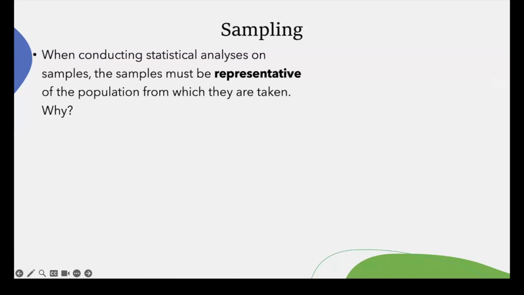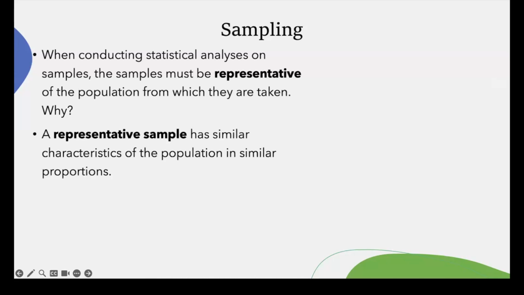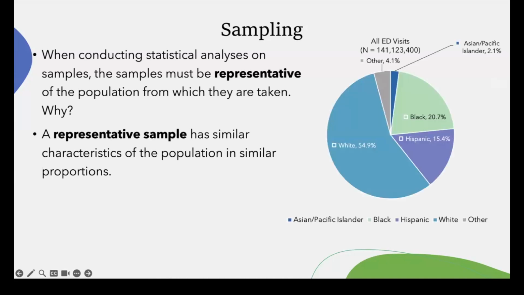Okay, sampling. When conducting statistical analyses on samples, the samples must be representative of the population from which they are taken. Why is this important? So the word representative means that it should reflect the population from which it's taken. The sample should reflect the population from which it's taken. A representative sample has similar characteristics of the population in similar proportions.